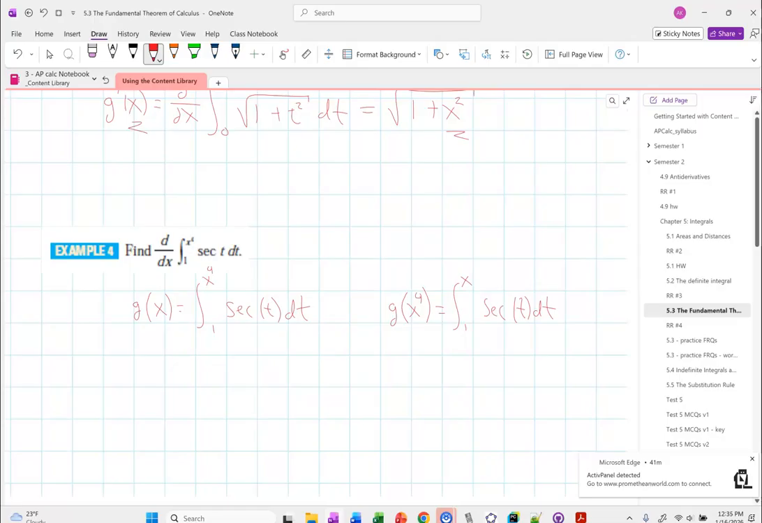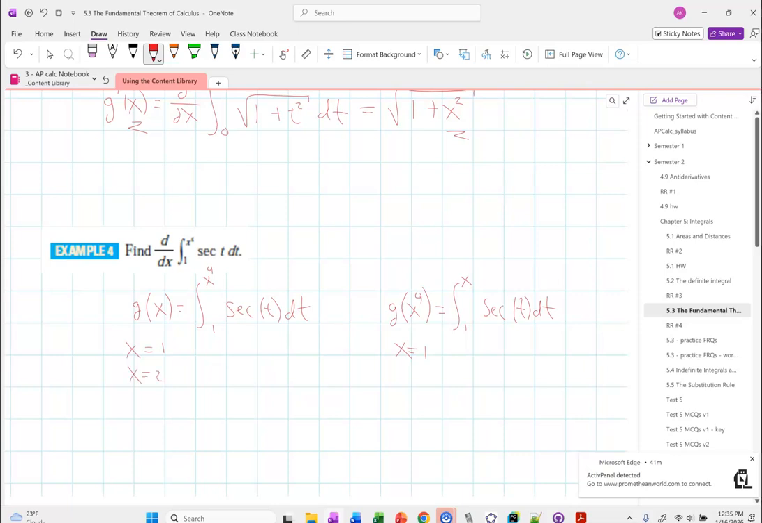Is that the same thing? Let's just check it out with some test values, right? If x equals 1, I have g of 1 equals the integral from 1 to 1 to the 4th, right? If x equals 1, I have 1 to the 4th equals the integral from 1 to 1. Okay, that looks good so far.